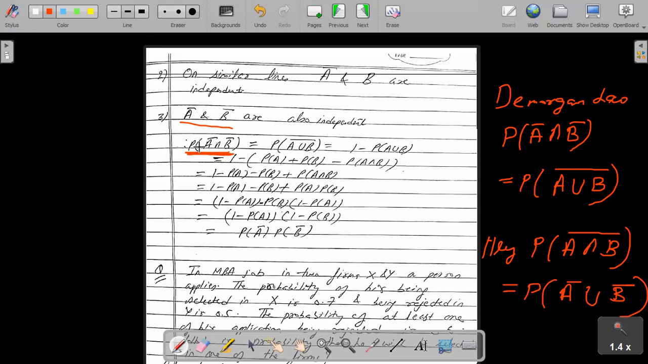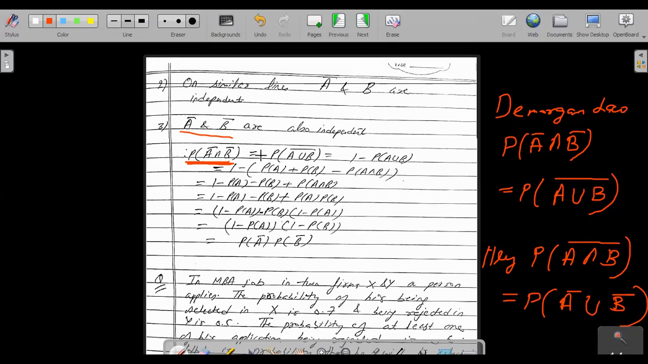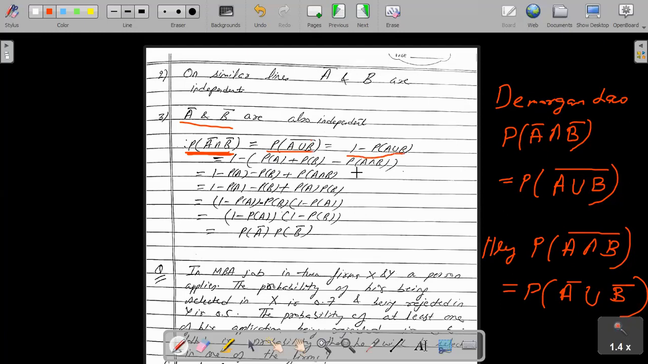सो यू सी प्रोबेबिलिटी ऑफ ए बार इंटरसेक्शन बी बार, ये कितना हो जाएगा? सो दिस विल बी प्रोबेबिलिटी ऑफ ए यूनियन बी होल बार. सो अगेन दिस कैन बी रिटन एज व्हाट? 1 माइनस प्रोबेबिलिटी ऑफ ए यूनियन बी. So that's it. So 1 minus, what is the formula for probability of A union B? This is probability of A plus probability of B minus probability of A intersection B. Let us open the bracket. So 1 minus probability of A minus probability of B plus probability of A intersection B.